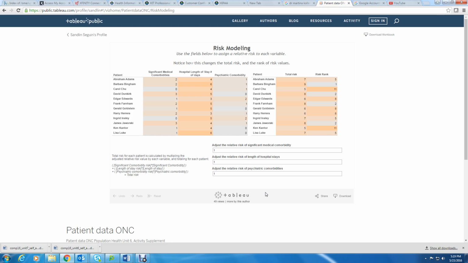Model A suggests that the single greatest risk factor is length of hospital stay, which is 4 times more important than psychiatric comorbidities. So we'll assign a 4 to hospital stay, and we'll leave psychiatric comorbidities at a 1. Hospital stay is twice as important as significant medical comorbidities, so we'll assign that a 2.